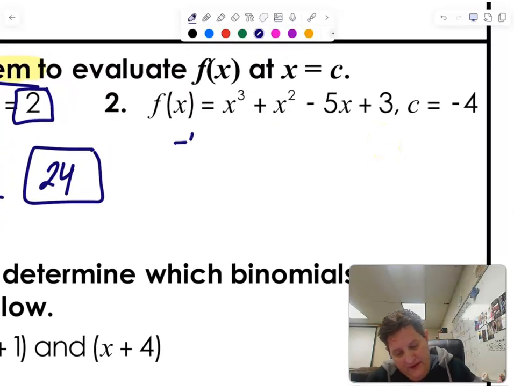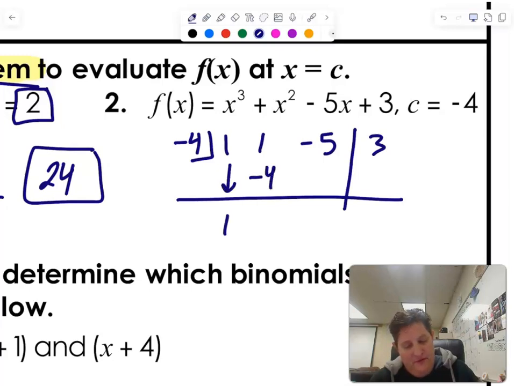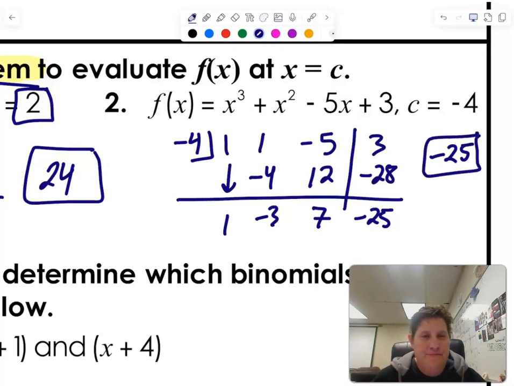Now I'm doing negative 4 into 1, 1, negative 5, 3. 1 times negative 4 is negative 4. That's negative 3. Negative 3 times negative 4 is 12. That's 7. 7 times negative 4 is negative 28. That's negative 25. So again, the remainder is my answer.